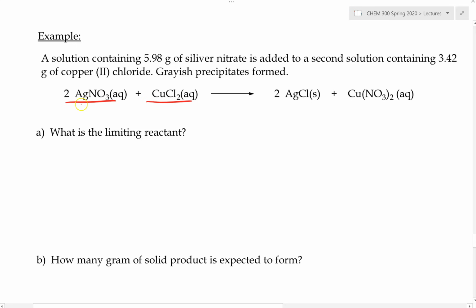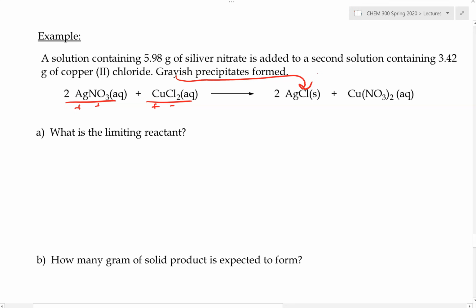So silver nitrate is AgNO3, and copper 2 chloride is CuCl2. In this case, this is a double replacement reaction. So the silver would now be forming an ionic compound with the chloride, and the copper would be forming an ionic compound with the nitrate. So we'll be forming AgCl and copper 2 nitrate. Copper 2 nitrate is soluble in water, so it is aqueous, versus the silver chloride, which is a precipitate. So the gray precipitate is basically the silver chloride precipitate.